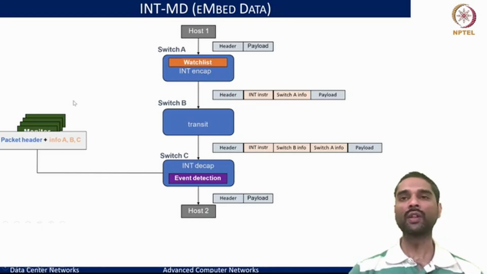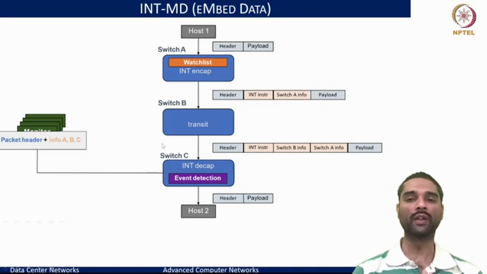So this is a very native means to say that we are able to generate the INT information within the packet itself, and that's why it's called the embed data mode. And with this model, the information would be extracted out at the last egress switch and sent to the monitor, while the packets between the end hosts go as plain.